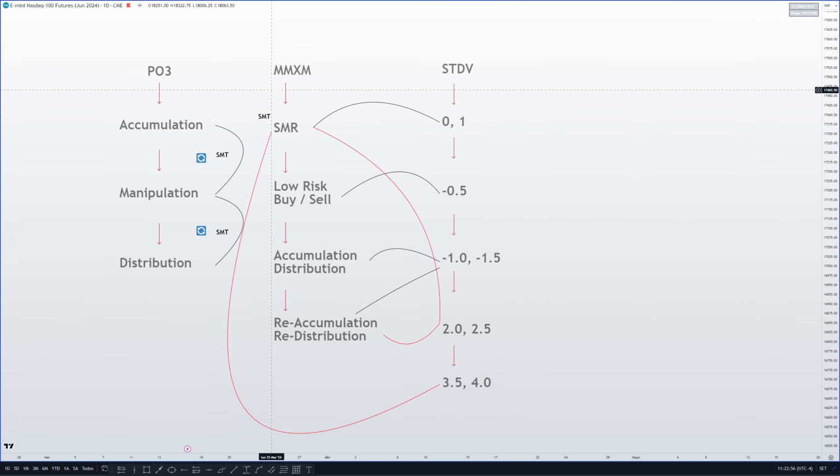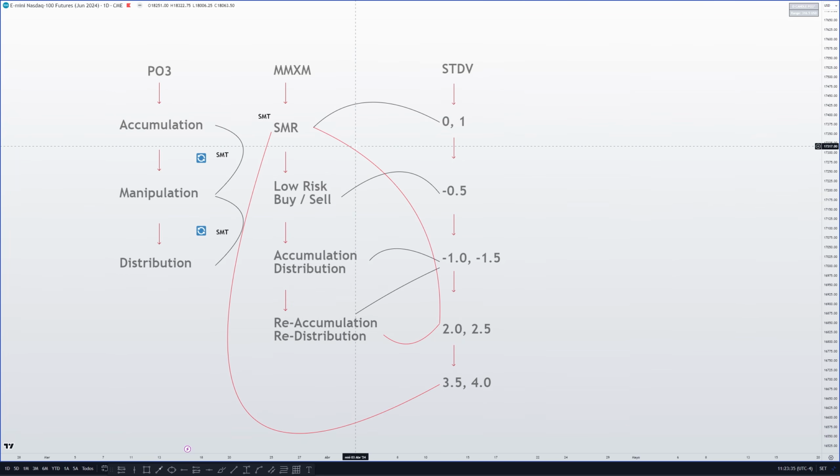So when this smart money reversal is printed, the first displacement or the first projection range is printed. So the smart money reversal is in the 0 and 1 standard deviation. In this moment, you have one measurable range for the next market maker buy or sell model. The next stage in the market maker buy or sell model is the low risk buy or the low risk sell. This low risk buy or sell is in the 0.5 deviation.